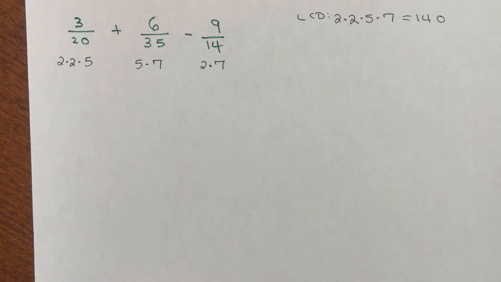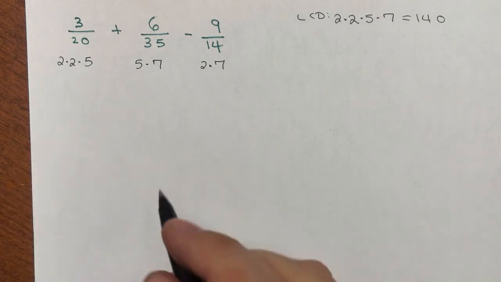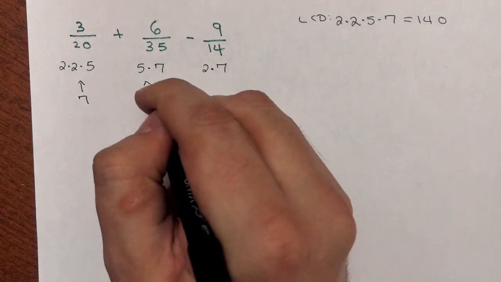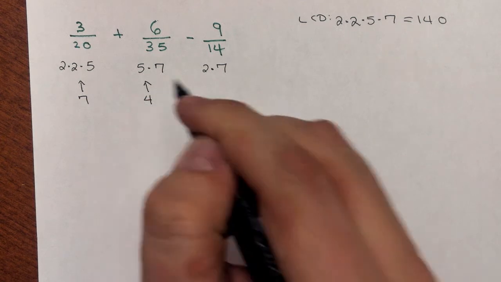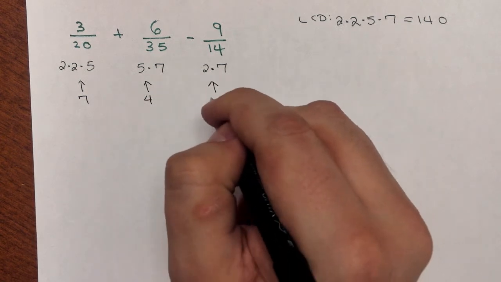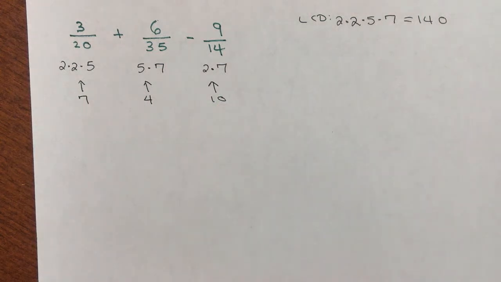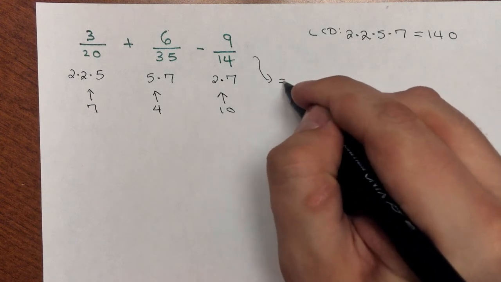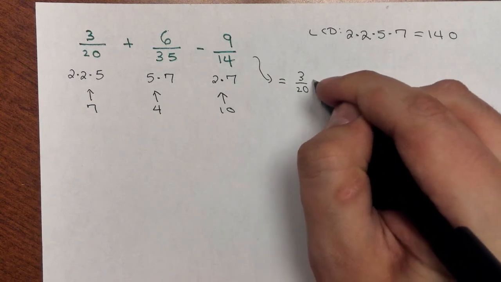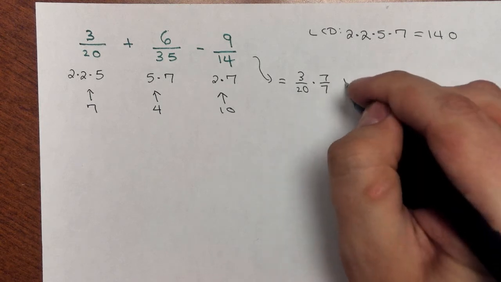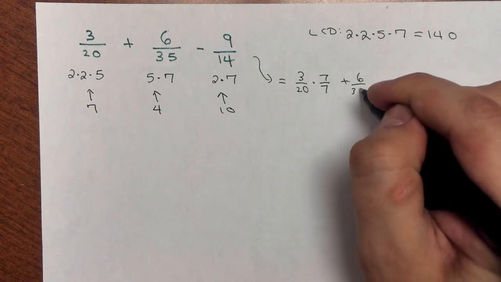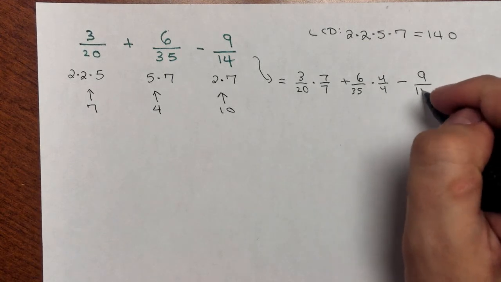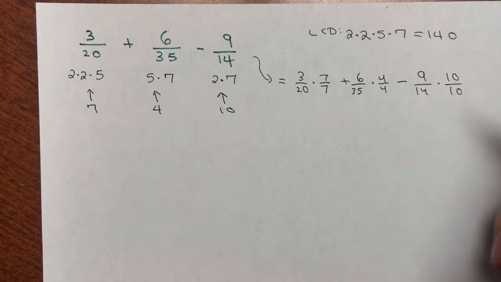Alright, so if my least common denominator is 140, then what do each of these need? Here, I need a 7. Here, I need 2 2's, I need 4. Here, I need both a 2 and a 5, so I need to multiply in a 10. So let's go ahead and show this work. I've kind of run into my workspace here, so this is going to be a little bit sloppy, but 3/20 times 7 over 7, 6/35 times 4 over 4, minus 9/14 times 10 over 10.